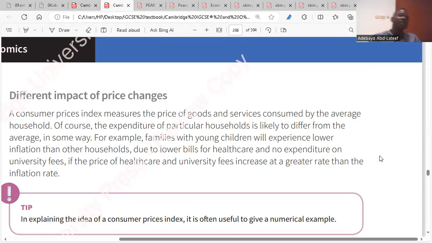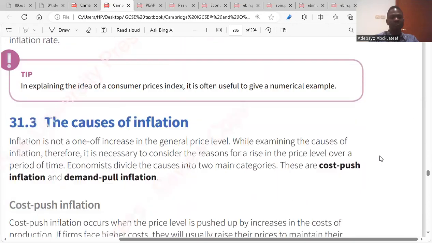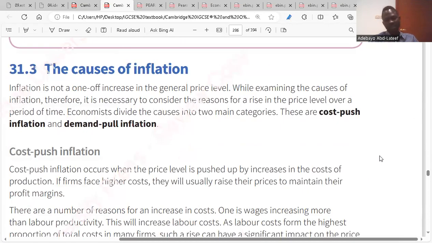So if the household is just a newly wedded household, changes in education, changes in healthcare might not affect them. But changes in food price might affect them. So that is the point I'm making here. Is it clear? Yes. Now we go to the causes of inflation. I think price index is clear. You have the weight, you have the prices over 100, multiply by the weight to get your weighted price index. That's all. So we go to causes of inflation.